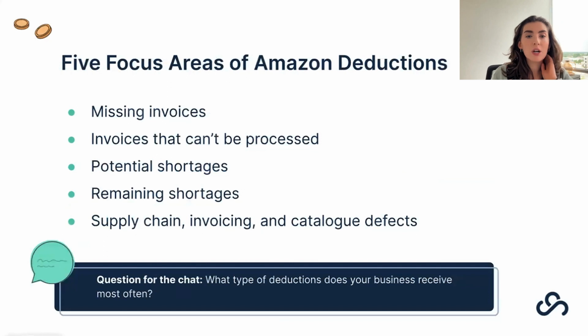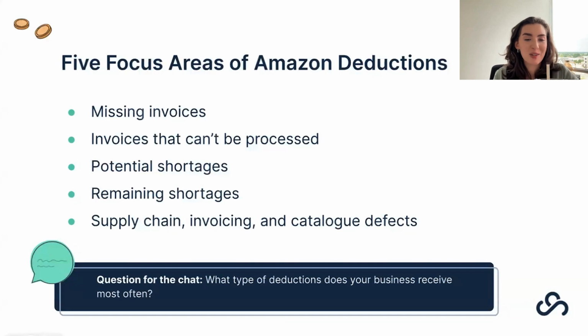All right, so in terms of the focus areas of Amazon deductions within Vendor Central, there are about five main categories, and this is how Amazon buckets them out as well. It's important to understand the lingo when you're working with any retailer, whether that's Amazon or Walmart, because the way they phrase things is going to help you understand the process. And we'll dive into that in a second.